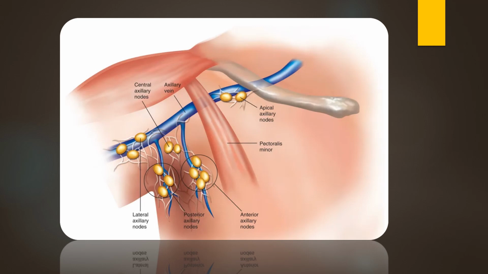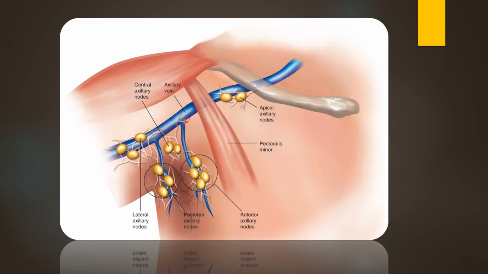Axillary lymph nodes are divided into 5 groups. They are the anterior axillary lymph nodes. So here I am showing the anterior axillary lymph nodes, posterior axillary lymph nodes, lateral axillary lymph nodes, central axillary lymph nodes, and the apical group of axillary lymph nodes. These are the 5 axillary lymph node groups.